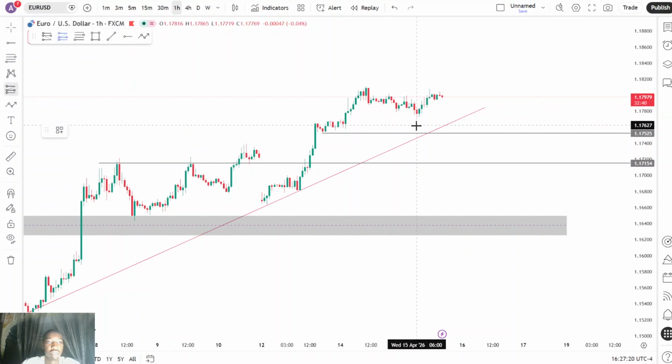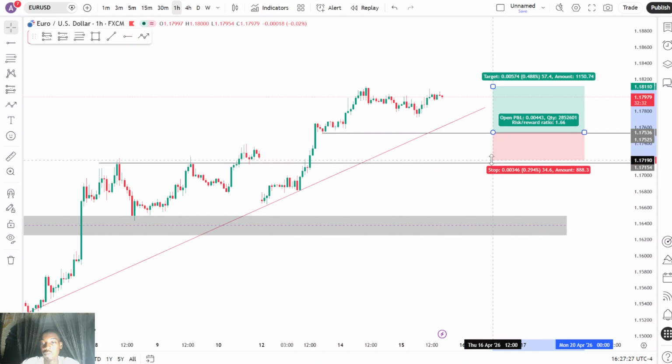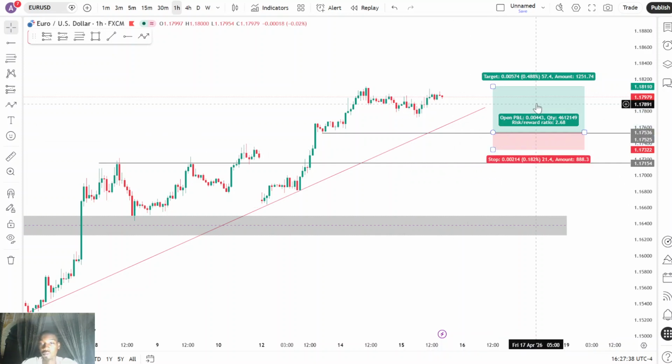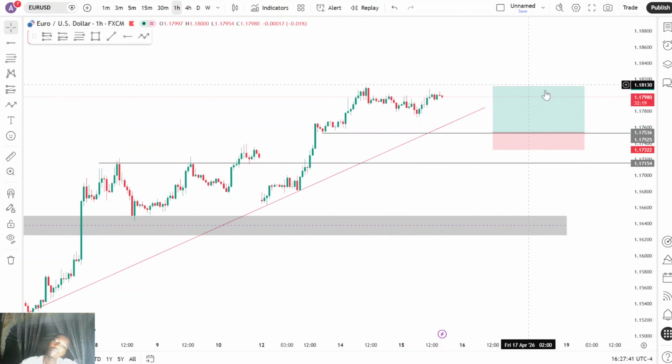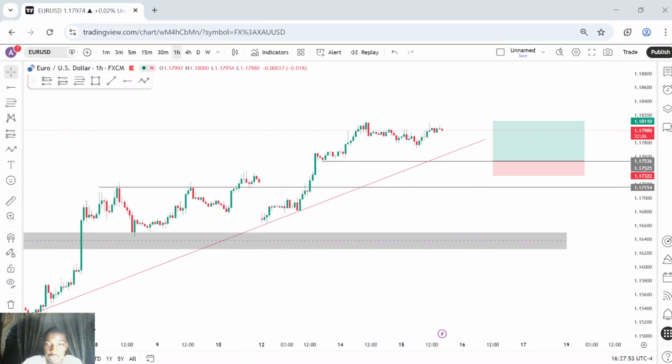Let me set a buy limit, then take, okay, risk 20 pips. So now can you see? So this is my analysis on this Euro USD today. I'll try to make you guys see the outcome. You get?